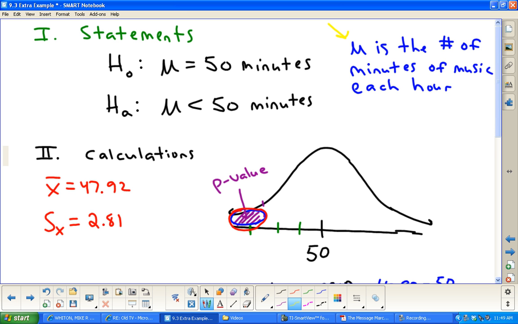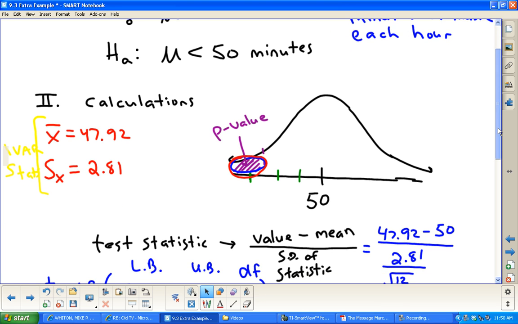Okay, so when we did this by hand, we put all the data into a list and got these from the one variable stats on the calculator. Then we went ahead and set up our picture. Now the good news is the calculator can do this for you. It can actually draw the curve and show you what the p-value is and show you what the test statistic is.